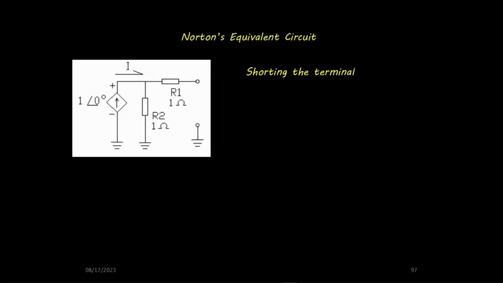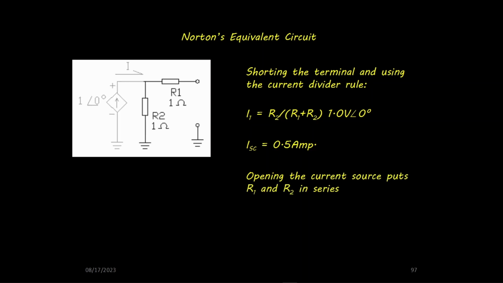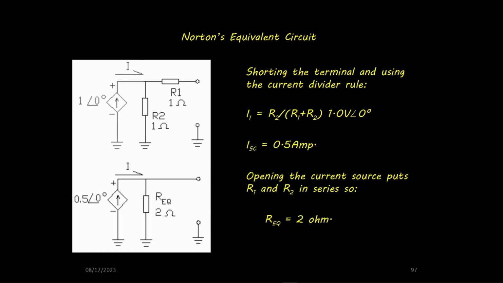Shorting the terminal and using the current divider rule, I1 equals R2 divided by the quantity R1 plus R2, times 1.0 volts at 0 degrees. ISC equals 0.5 amp. Opening the current source puts R1 and R2 in series, so R equivalent equals 2 ohm.